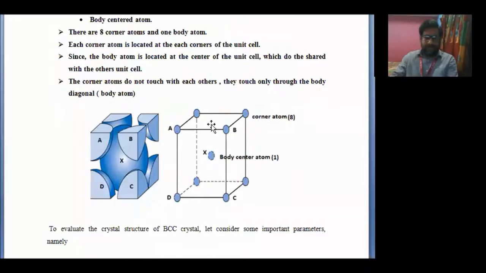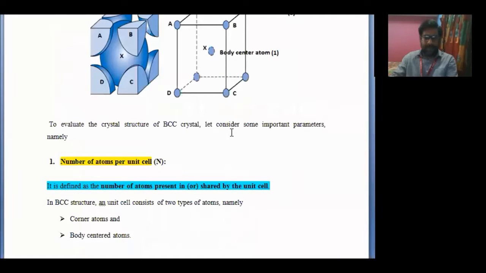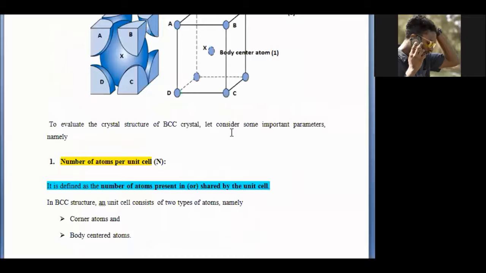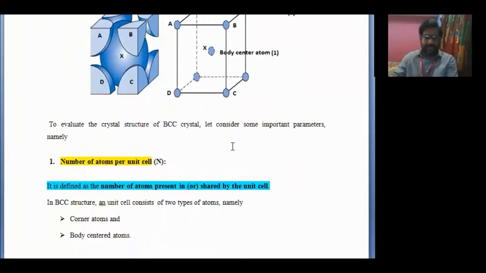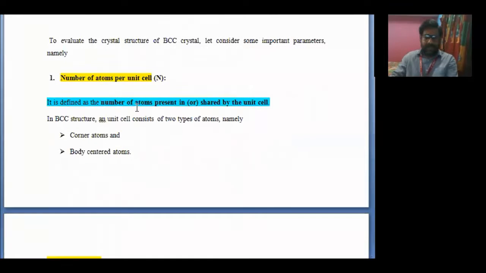To evaluate this BCC crystal structure, as we all know, we are considering four important parameters. Let the first parameter be the number of atoms per unit cell. We know that the number of atoms per unit cell is defined as the number of atoms present in or shared by the unit cell. So the presence and the sharing.